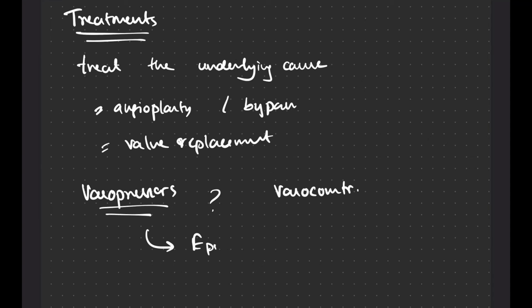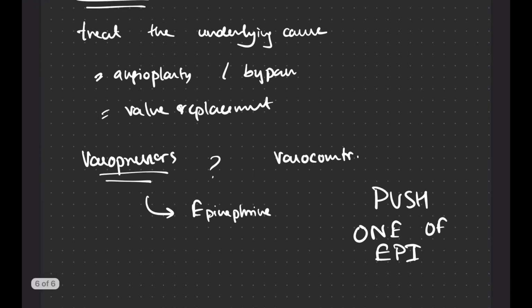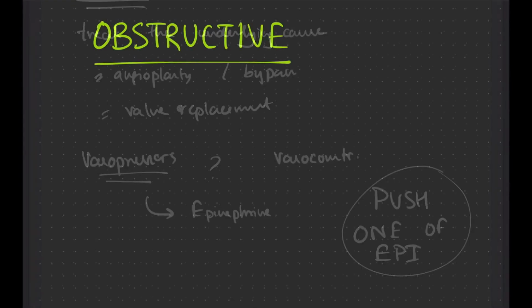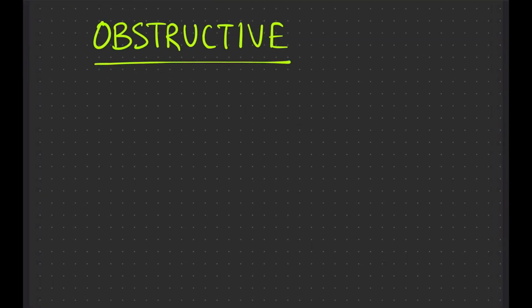It could be epinephrine. That's why in medical dramas they shout out, push one of epi, because this is a life-saving drug. It will save you from cardiogenic shock. So next we come to obstructive shock.